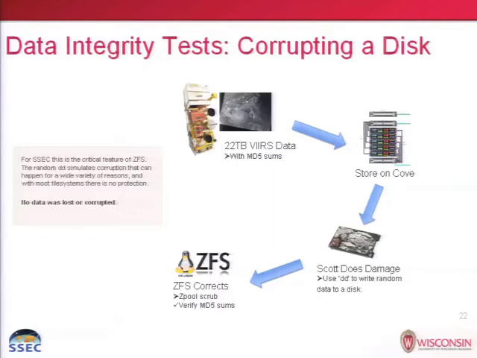So I took this and stored it on Cove, verified all its MD5 sums, and then did some damage to the disk. The nice thing, since this is not hidden by a RAID, is you could just dd to the disk directly and at random write random data and corrupt it. So you can simulate the kind of data corruption that most RAID cards aren't necessarily going to detect, or if they detect it, they're not going to fix it for you. And so running a zpool scrub and repairing it and verifying the MD5 sums, no data was lost. So that's an important one for us.